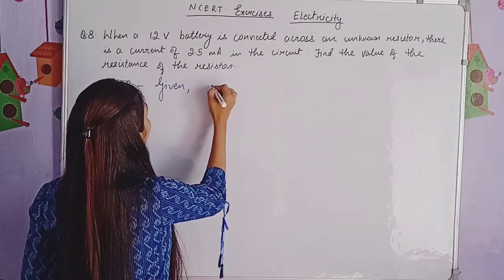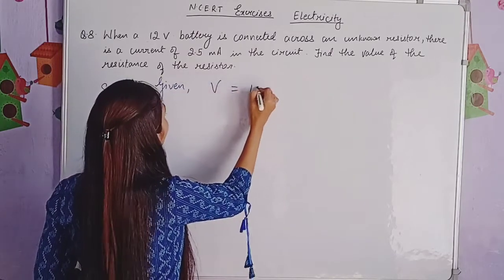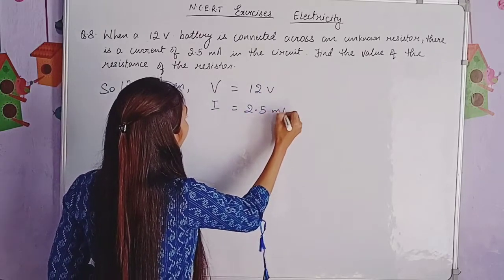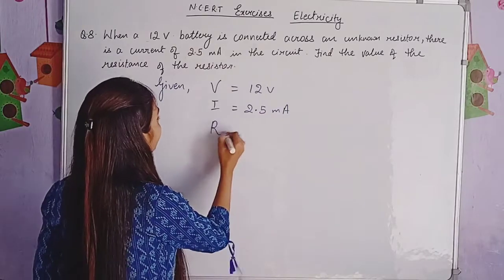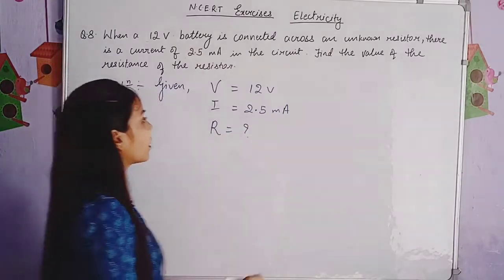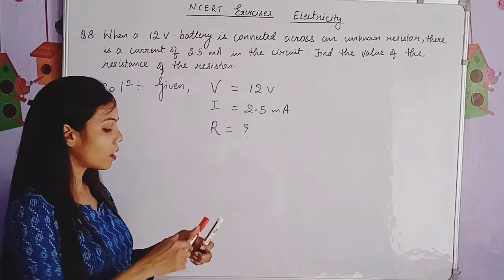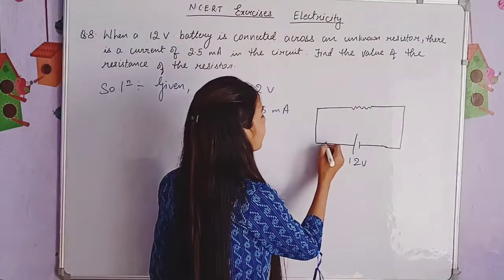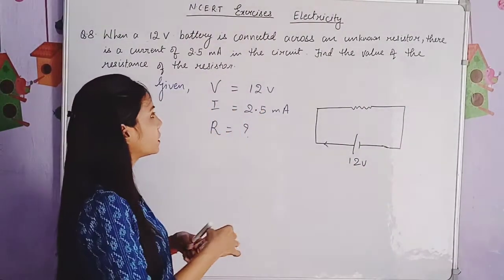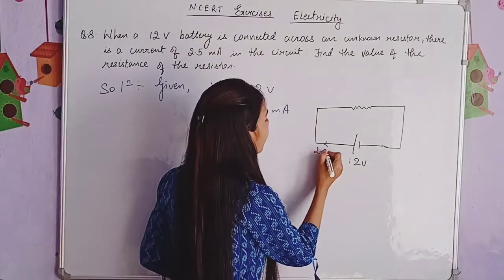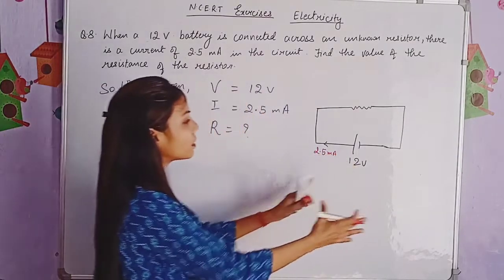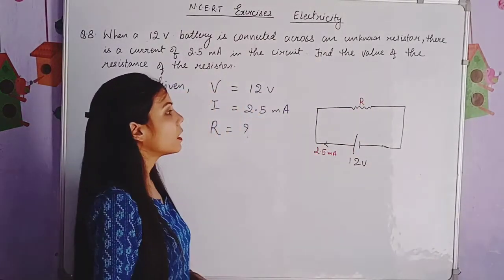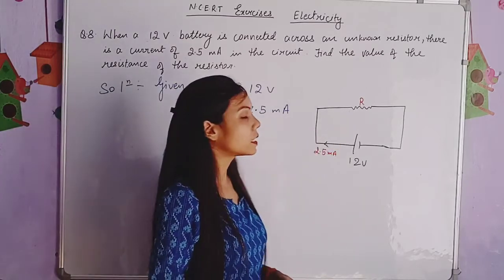We are given the potential difference, that is V is equal to 12 volt, current is given 2.5 milliampere, and we have to find out resistance. Okay, now first of all we will draw a circuit diagram, and the current running across this battery is how much? It is given 2.5 milliampere. That's all the information provided here. We are not provided with the information regarding this resistance. So this is an unknown resistance and this is what we have to calculate.